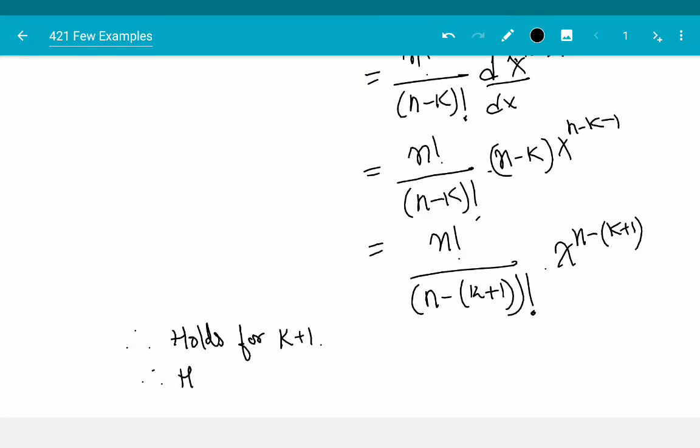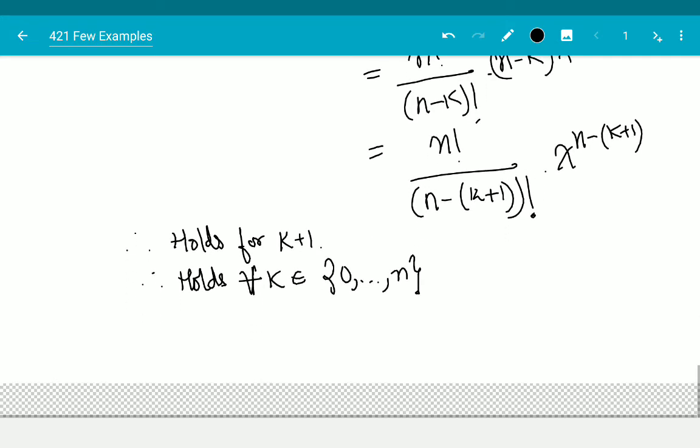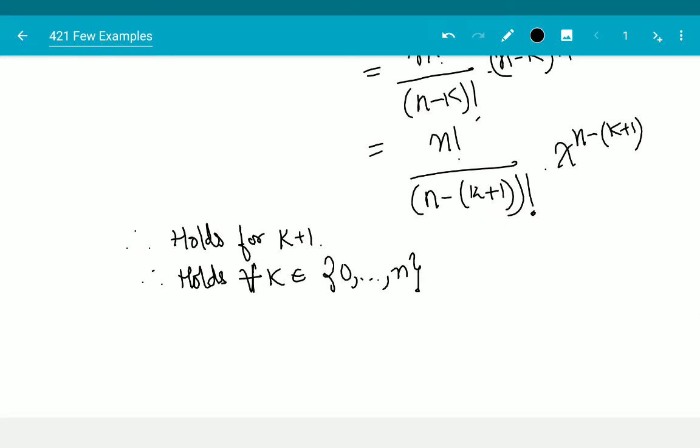Therefore, it holds for every k from 0 to n. Okay. Well, I didn't show it for 0. Maybe I should have shown it for 0. Well, at 0, the 0th derivative is exactly just the function itself. It is easy to see that it's exactly that. Okay.